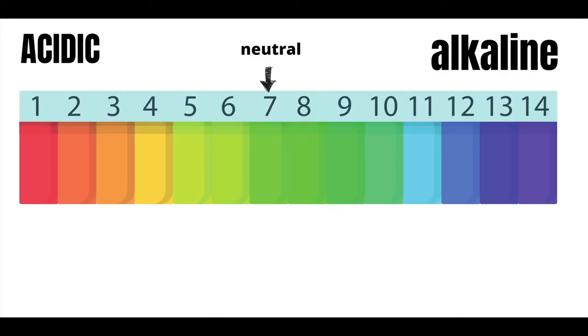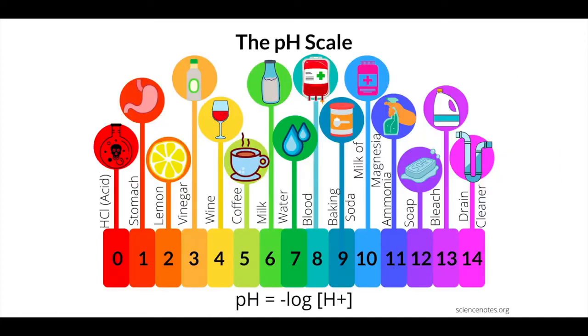Your neutral is number 7 and only number 7. Every other number belongs to either an alkaline or an acidic. So our acidic solutions are going to be numbered 1 to 6, and our alkaline solutions are going to be numbered 8 to 14. So here are some very common solutions that you will find on our pH scale.